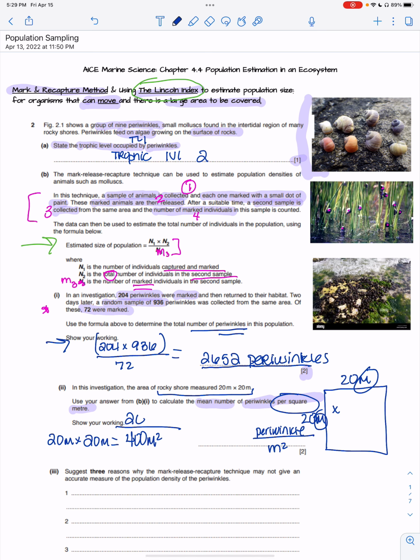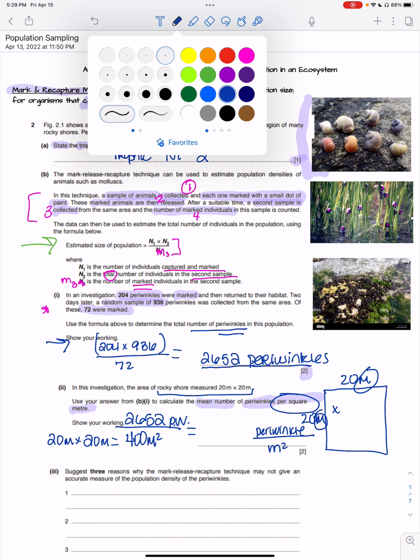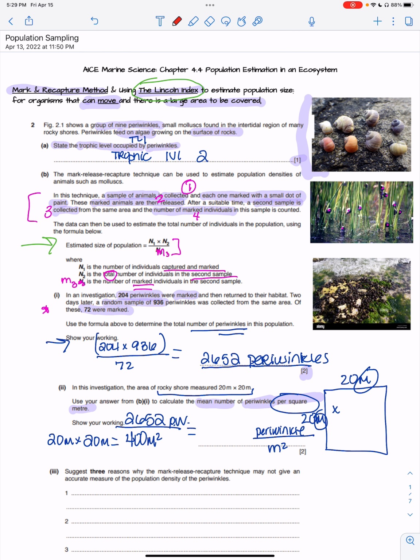So 2,652. Okay, and when you divide those out, you'll get about 6.63, or we could do 6.6 periwinkles per square meter.